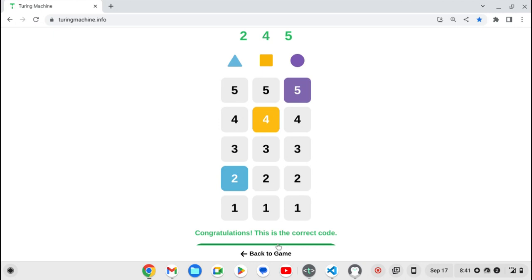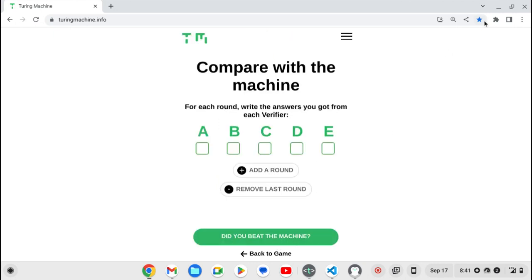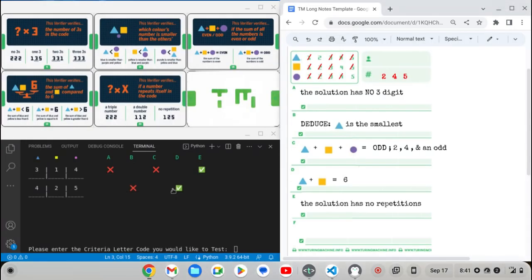And now let's go ahead and see how we did versus the Turing machine. So we did test all 5 criteria cards. So 5 out of 5. That's always a good starting point, where we probably did beat the Turing machine. So we did do ACE in the first round, and E was the correct one. And then we did the remaining 2, BD, in the second round, and D was correct.